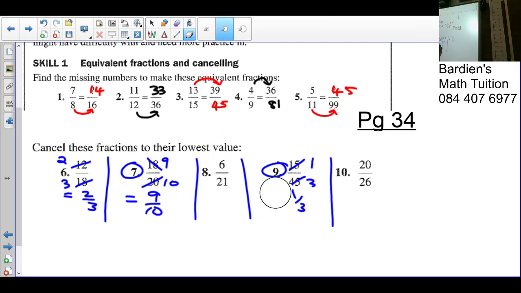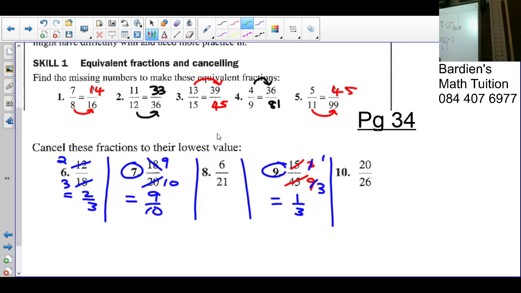However, if you had said 5 goes into here thrice and 5 goes into here 9 times, then you should have seen that 3 can go into both anyway. Not so? Then you go 3 goes into 3 once, 3 goes into 9 3 times, the answer is simply a third. You all okay with that?